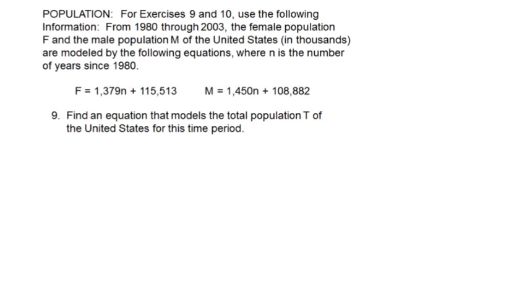Okay, next on our problem, a population. For exercises 9 and 10, use the following information from 1980 through 2003. The female population F and the male population M in the United States in thousands are modeled by the following equations, where N is the number of years since 1980. And we have an equation here for F and for M.